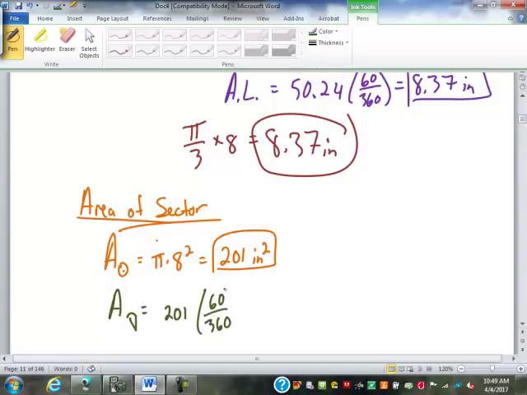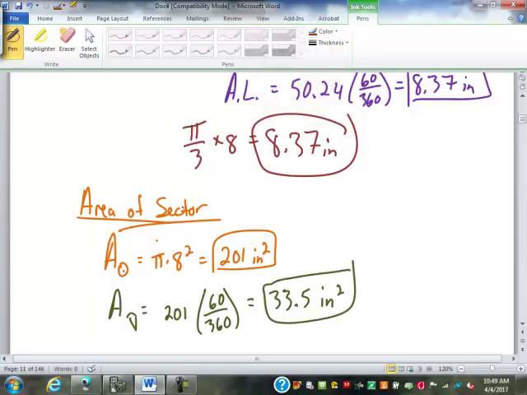times, if we're using degrees, 60 over 360, which is going to be 33.51, about 33.5 inches squared. That's really the only way to do it.